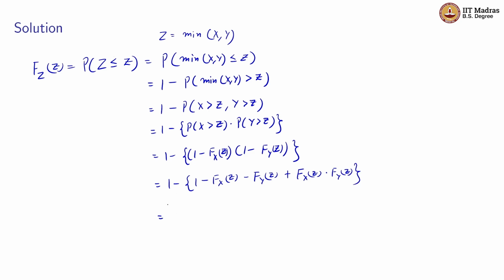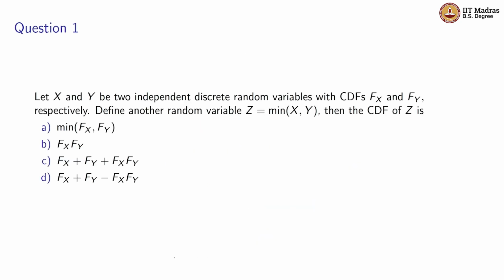And on further simplification, on opening the bracket, we will have 1 plus CDF of X plus CDF of Y minus the product of CDF of X and CDF of Y. So our required answer is 1 plus CDF of X plus CDF of Y minus the product of CDF of X and CDF of Y. So option D is correct. Let us move to the next question.